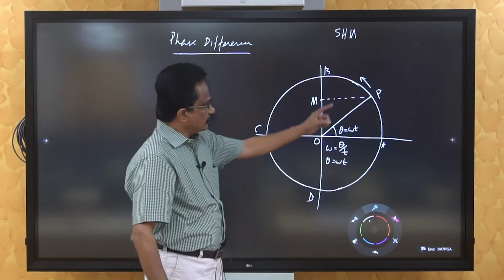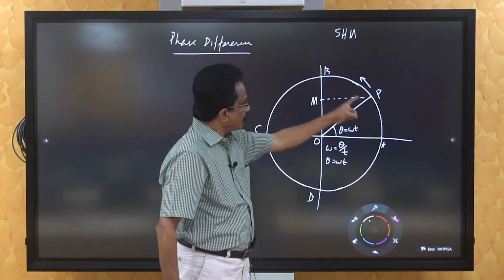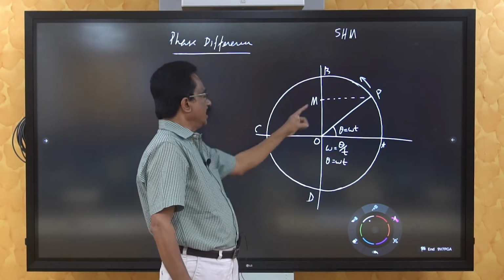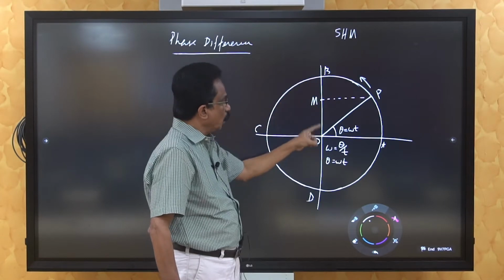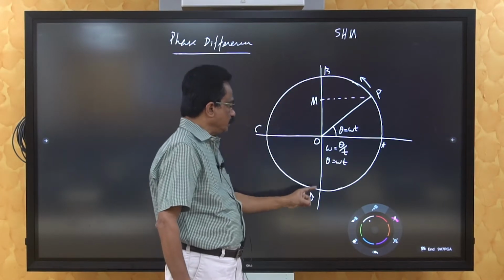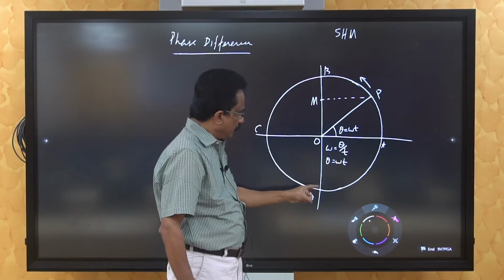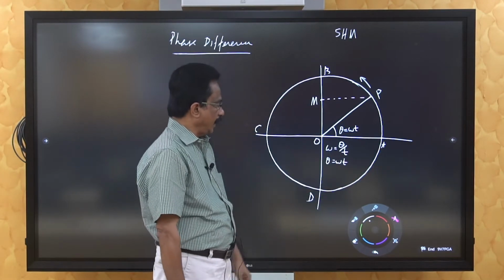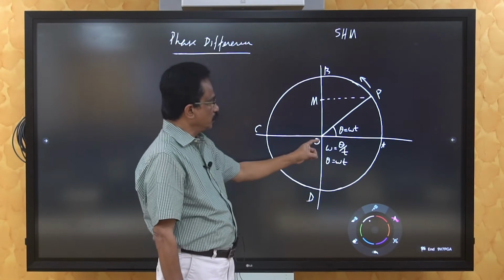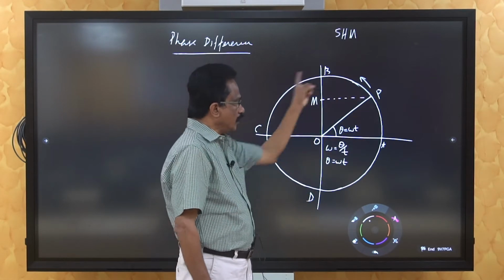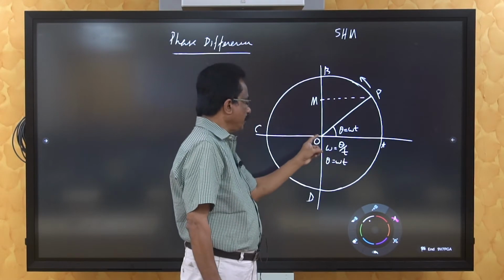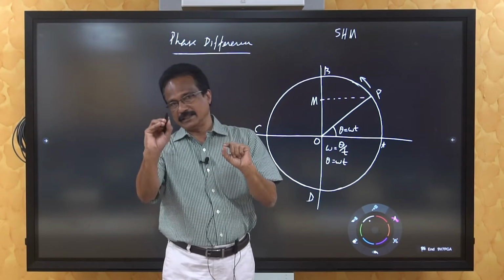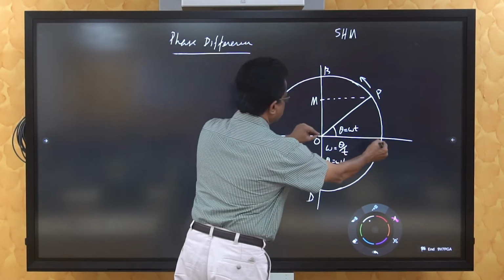Now let's see, as P moves from A to B, M moves from O to B. As P moves from B to C, M comes back to O from B. As P moves from C to D, M moves from O to D. And as P returns to A, M moves back to O itself. So when P makes one rotation, the point M makes one oscillation about O. This is the point M and this is the point P. So I show like this.